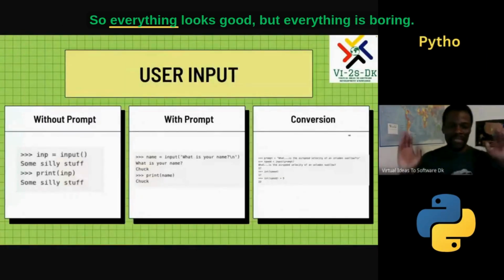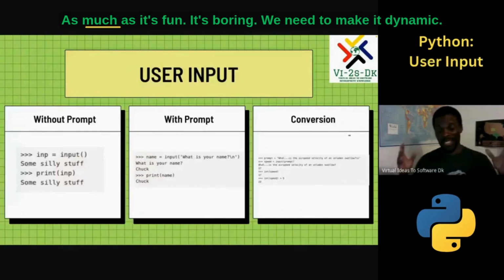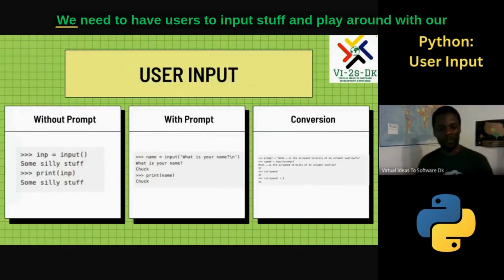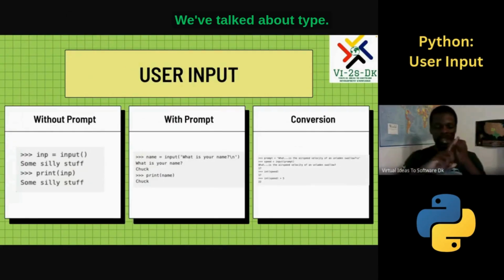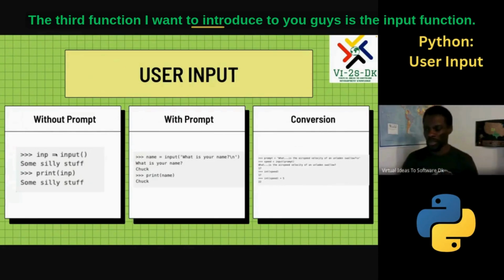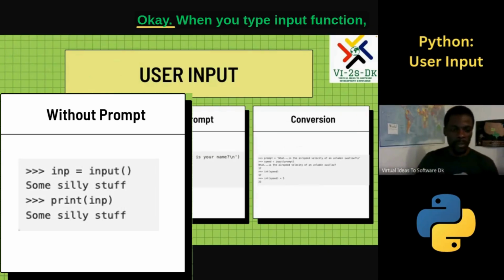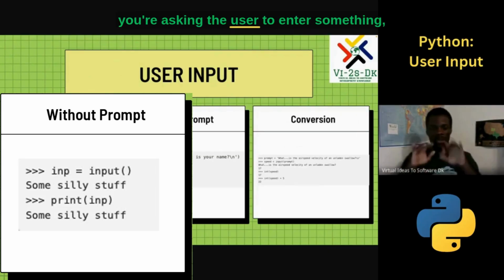All right, so everything looks good, but everything is boring. As much as it's fun, it's boring. We need to make it dynamic. We need to have users input stuff and play around with our code, right? We've talked about print. We've talked about type. The third function I want to introduce to you is the input function. When you type input function, you're asking the user to enter something.